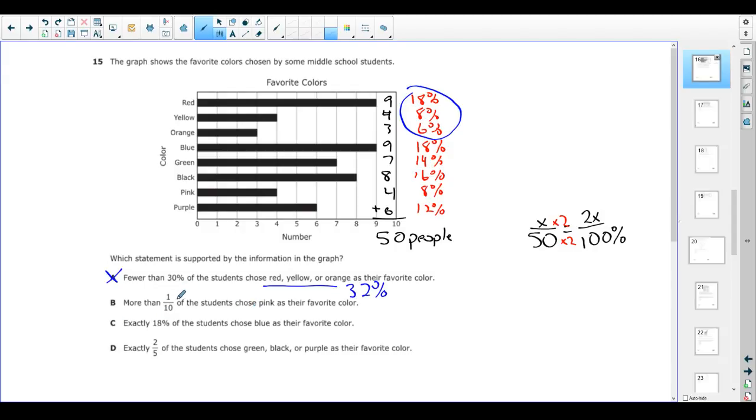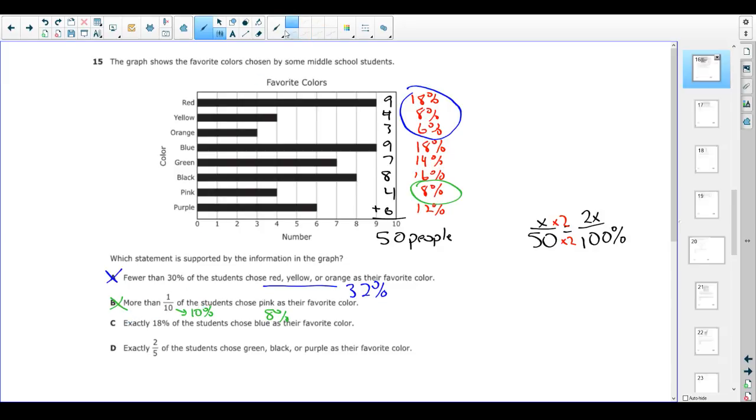Okay. Letter B says more than 1/10. So 1/10 is 10%. So did more than 10% choose pink? Here's pink at 8%. So no, 8% is not more than 10%.